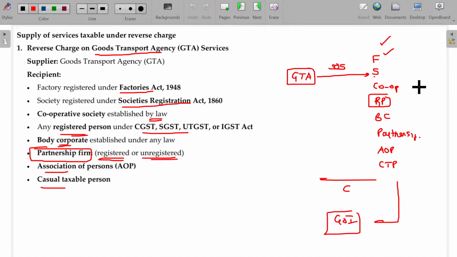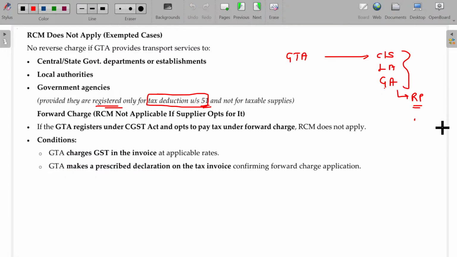Here, registered person means persons registered under section 22 and 24. We never bother about the registration done under section 51. So under section 51 is for the TDS purpose only. Central or state government departments or establishments, local authorities, government agencies, though they may be registered under section 51, not required to pay under RCM basis, and it may be totally exempted. Even GTA will also not pay, and recipient will also not pay.